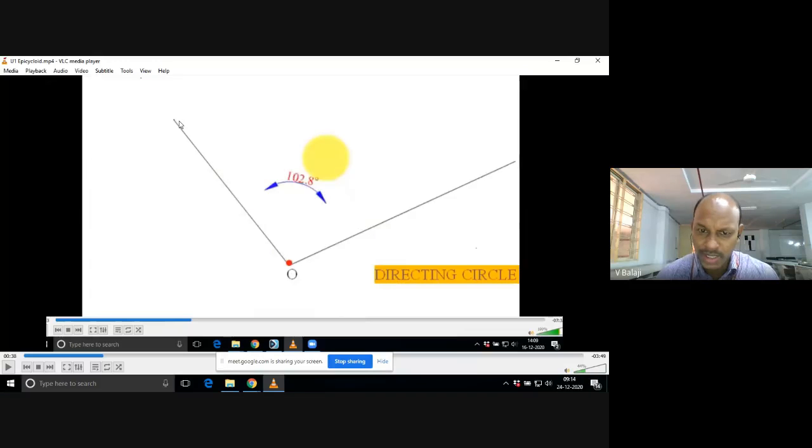Okay, now you can draw these two lines anywhere on the drawing sheet. You start the line here and you can make one or two here. So I have taken these two lines. The only condition is, you can take these two lines anywhere on the drawing sheet, but the angle between these two lines must be 102.8 degrees. Is it clear?